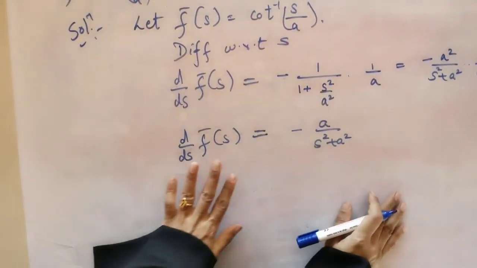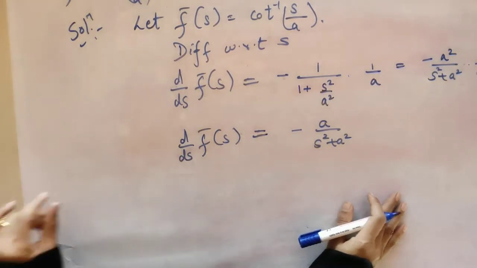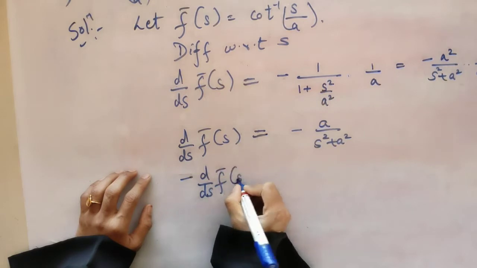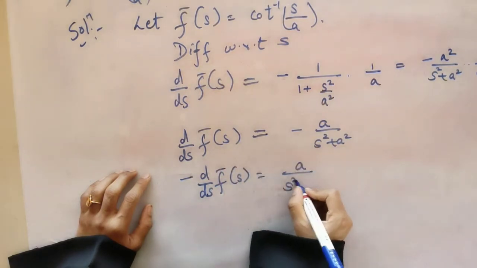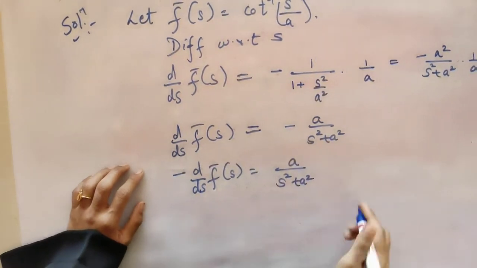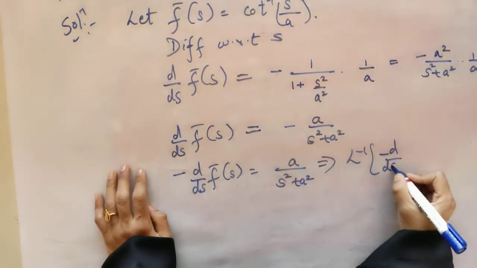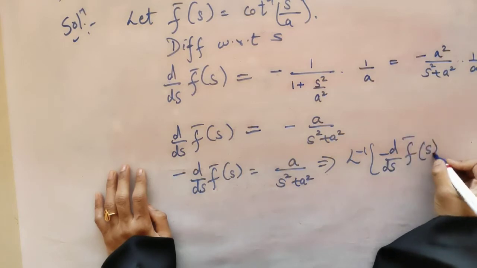So what is missing to apply L inverse? We need a minus sign, is it? So just multiply it by a minus sign. Therefore, minus d by ds of f bar of s becomes a divided by s square plus a square. Now apply L inverse.